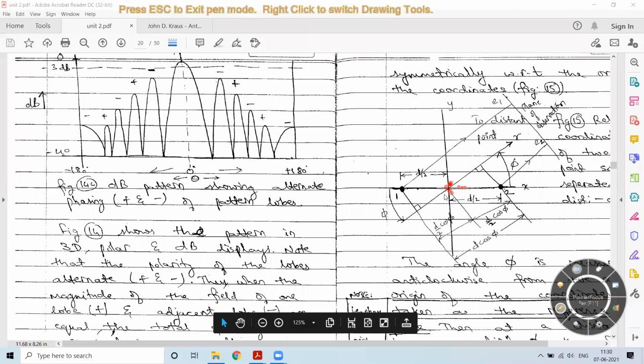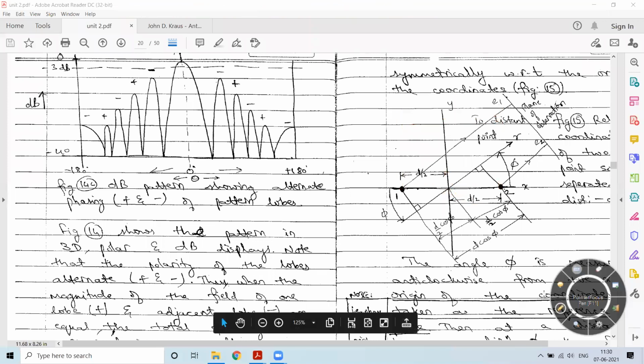With respect to this point, if I consider the distance between source 1 and source 2 as d, therefore the distance between source 1 and this reference point, or the origin, is d by 2. Similarly, the distance between this reference and source 2 is d by 2. So this is your physical distance with respect to the reference point.